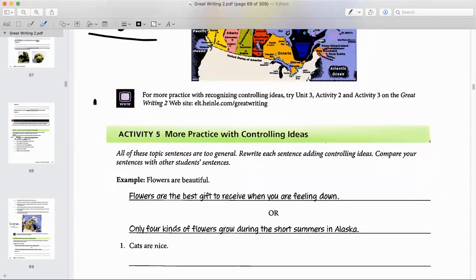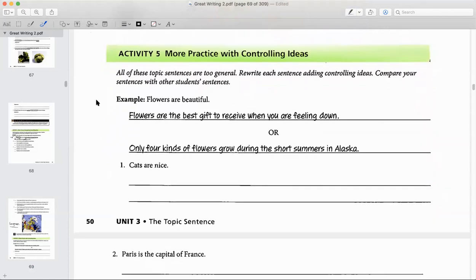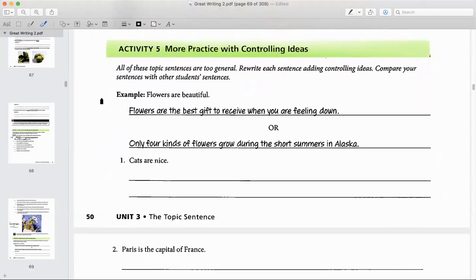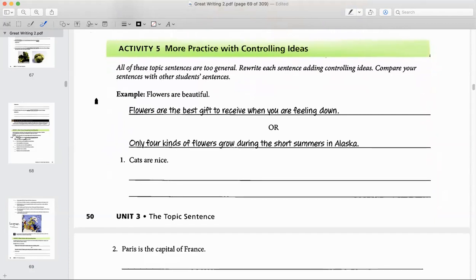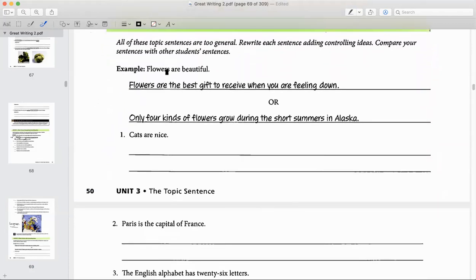All right, activity 5 has a little bit more practice with controlling ideas. And these are all general. These sentences are all too general. So they want you to rewrite the sentence and add a controlling idea to make it more specific, to be something that you could actually write about. So think about it like this. I gave you this topic sentence, flowers are beautiful, and you see it and you think, oh, there's too much. How can I write about that? I need something that's easier to write about. So you're going to add an idea to this to make it easier to write about.